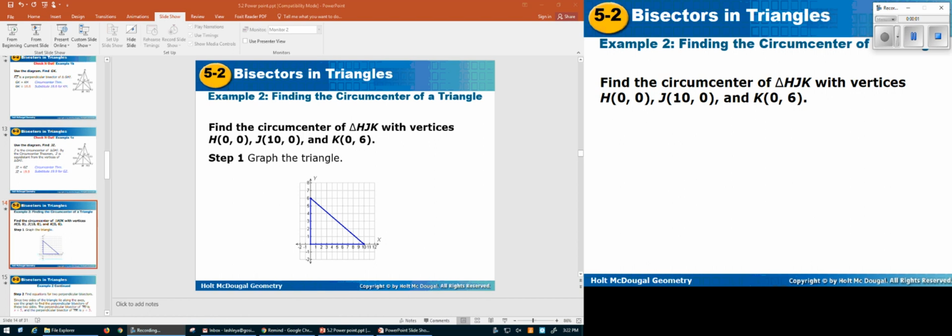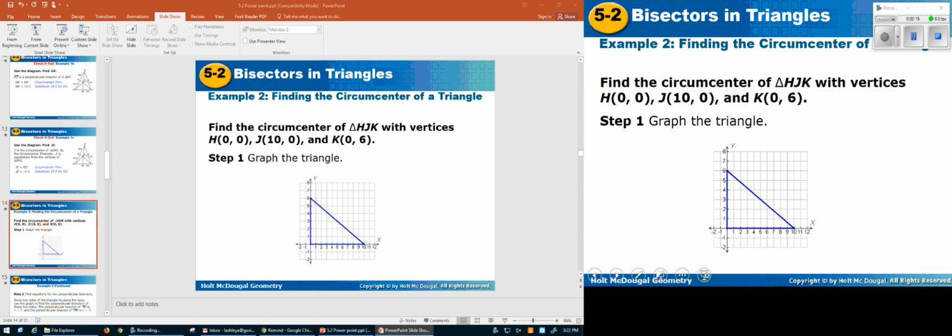So I'm sorry that we didn't get to go through every example, but I'm going to go through here real quick how to work the graphing question on section 5.2. So first of all, make sure you graph the triangle on graph paper. And so here is a picture of those coordinates graphed. J is at (10, 0), H is at (0, 0), and K is at (0, 6).